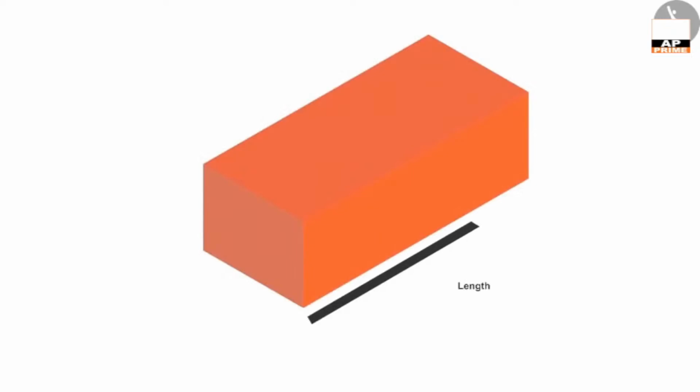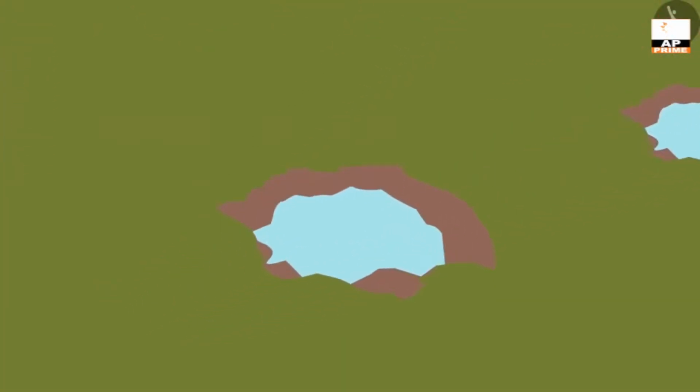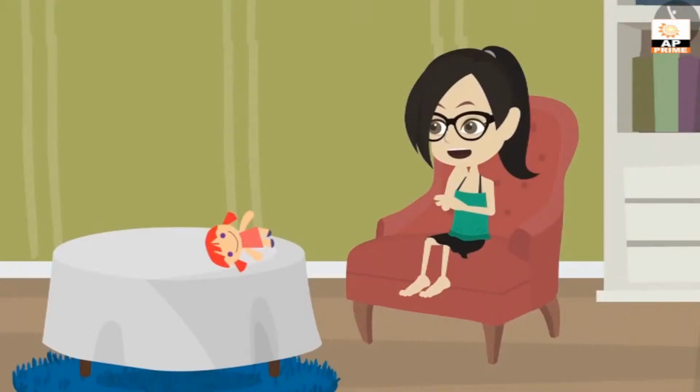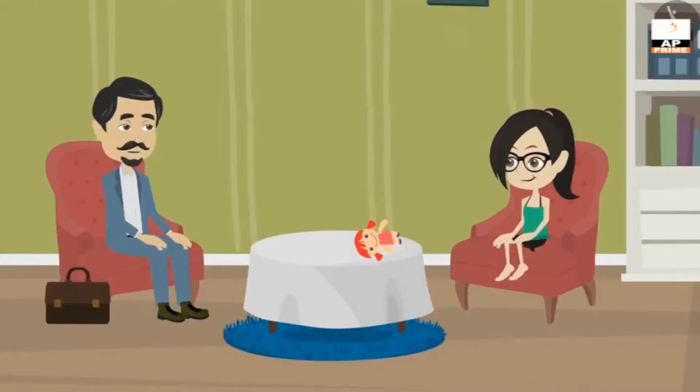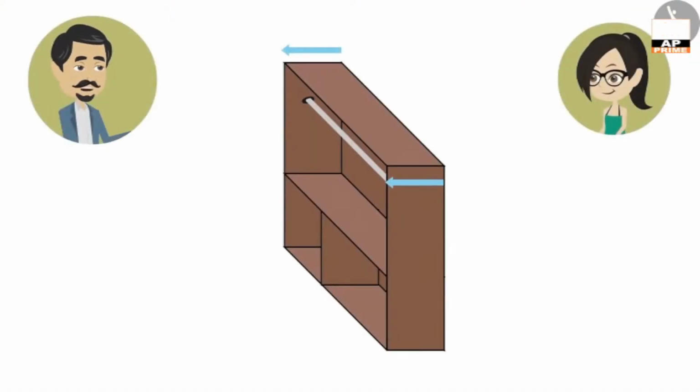Look, Vandana, different qualities of objects are measured. The length, width and height of a brick is measured. In the same way, the depth of the pit is measured. What are the objects in our house whose depth can be measured? There are many objects in our house whose depth can be measured. Look at that cupboard. The depth of a cupboard is a very useful measurement because the more the depth of a cupboard is, the more space there will be for storage.